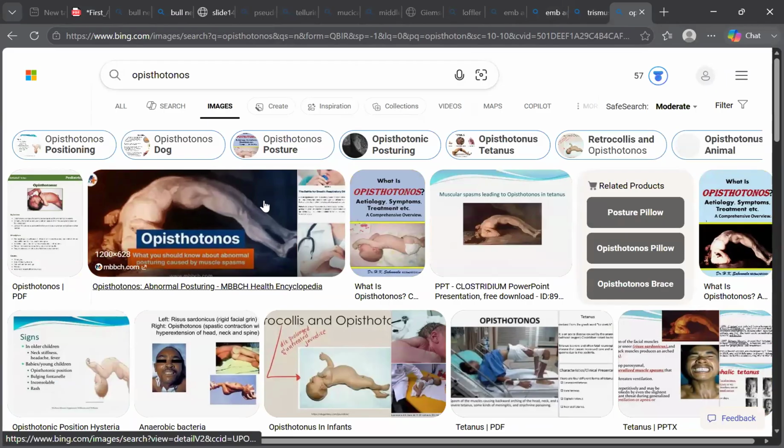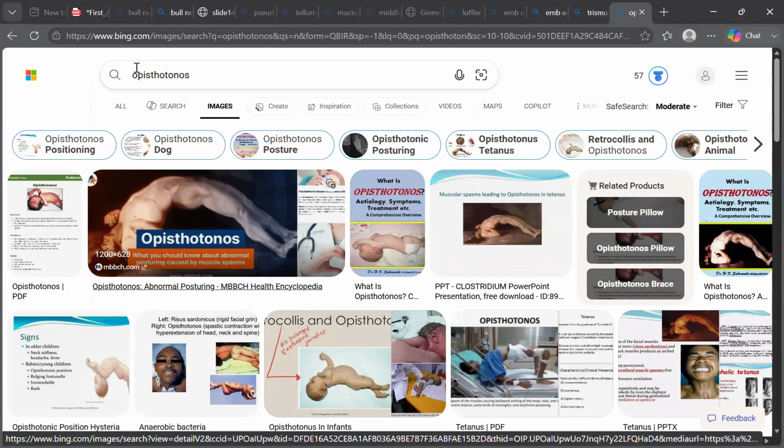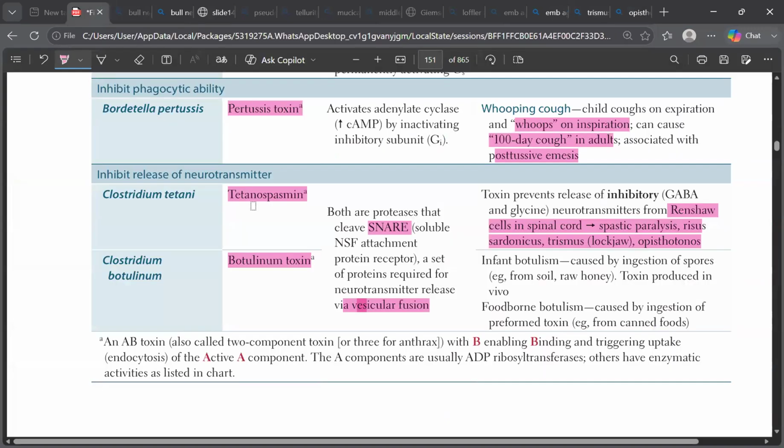Abnormal posturing caused by, okay, so the person presents like this, all because of Clostridium tetani and the tetanospasmin that causes spasm by inhibition of the GABA and glycine neurotransmitters from ventral cells. GABA and glycine are, I think, inhibitory neurotransmitters. I mean, there's no inhibition for the ventral cells in the spinal cord. There's going to be spastic paralysis, risus sardonicus, which is again the facial muscle paralysis, trismus, which is lockjaw, and opisthotonos, which is an abnormal posture of the body because of increased spasm.